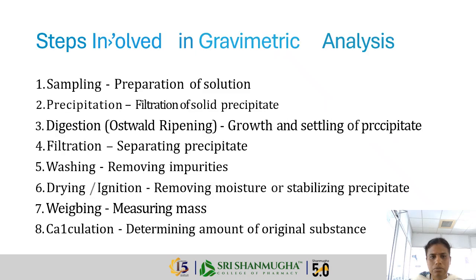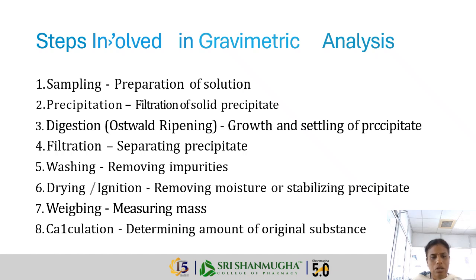Next we will discuss the steps involved in gravimetric analysis. First one is sampling, how to prepare the solutions. Second one is precipitation, formation of solid precipitates. And third one is digestion. Digestion, also called Ostwald ripening, means growth and settling of precipitates. Next one is filtration, separating the precipitate.